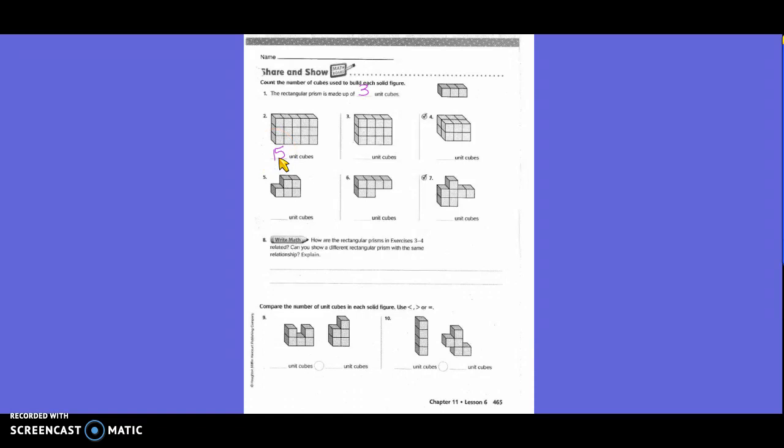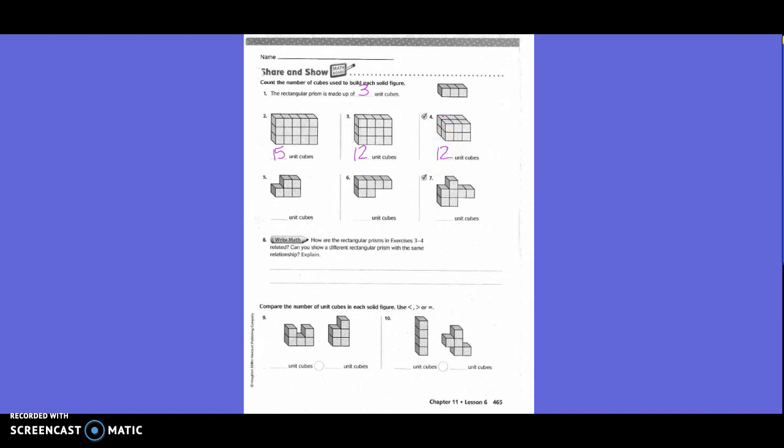The next one, how many rows do you have? 3. And how many columns? 4. So 12. Now this one's a little bit more tricky because you can't do rows and columns, or you can, but then you have to double it because there's how many layers? 2, right? But can we actually see all of them? No. But we know the first top layer has how many? 6. And then we said there's 2 layers, so there's 12.